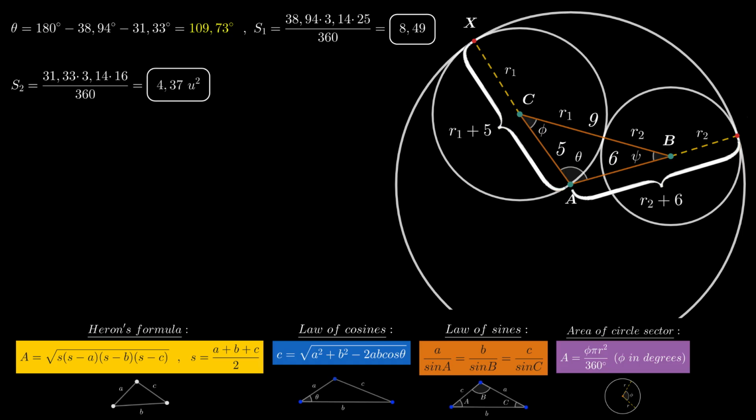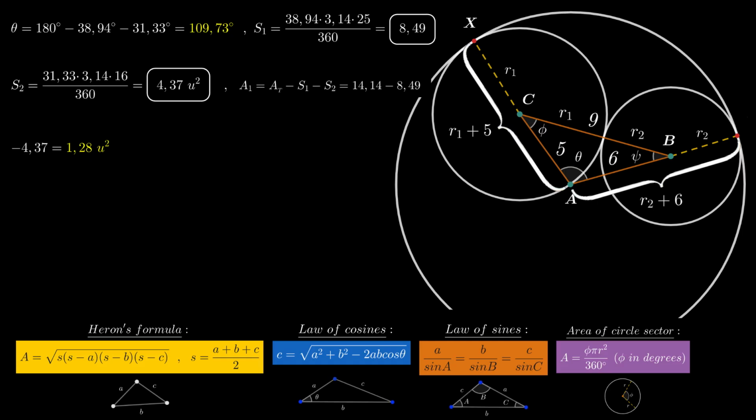So now that we found the sector areas, we can find the area of this irregular shape here. We'll call it A1. And A1 equals the total area of the triangle minus sector area 1 minus sector area 2, which is 14.14 minus 8.49 minus 4.37, which is approximately 1.28 square units.